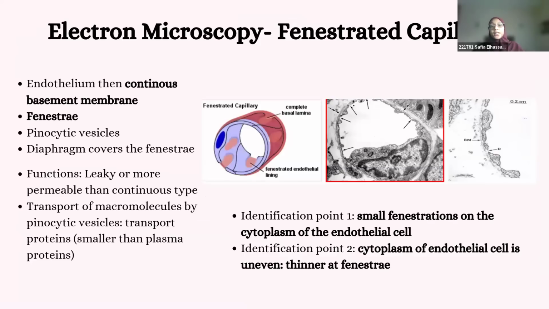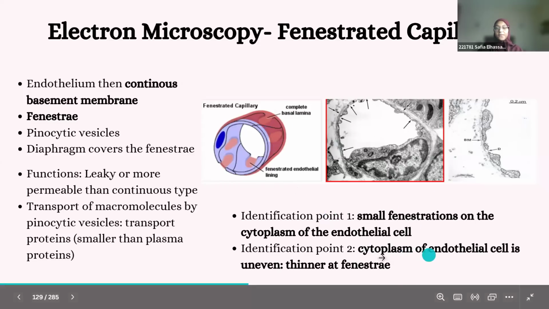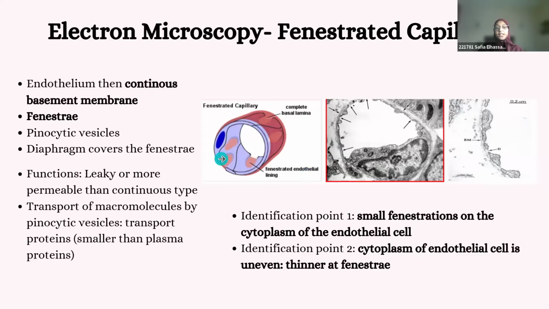In continuous capillaries. Okay, so moving on to the second type of capillary, which is the fenestrated capillary. So the main thing about fenestrated capillaries, from the name, is that they have fenestrae. So fenestrae are these gaps, and they're areas where you basically have thinning of the cytoplasm. And the way that this affects the function is that it allows some of the bigger molecules to come out, so it's a little bit more leaky as compared to the continuous ones, and it also allows the transport of macromolecules by pinocytic vesicles. So yeah, the two main things that we're going to look for are the fenestrae right here, which are these gaps, and also the cytoplasm of the endothelial cell, which is a little bit thinner.